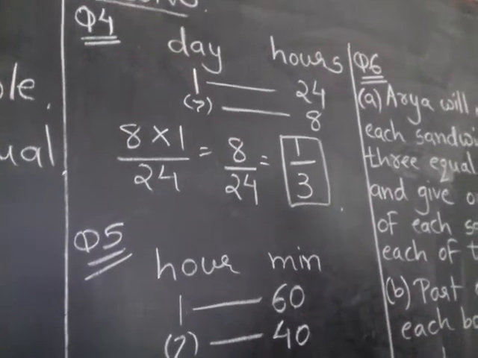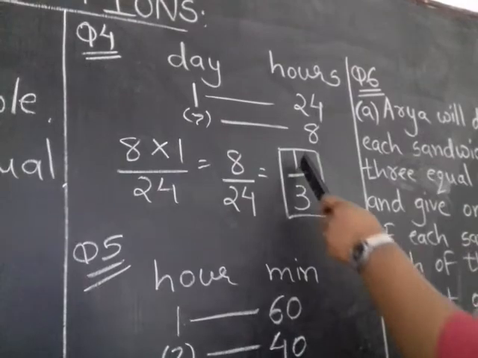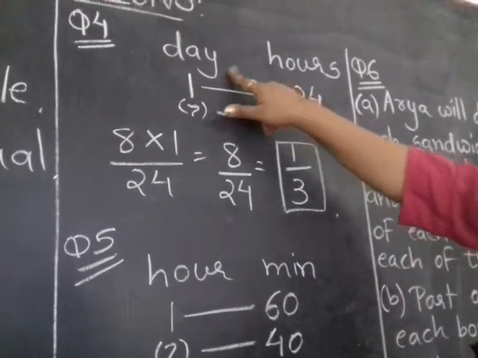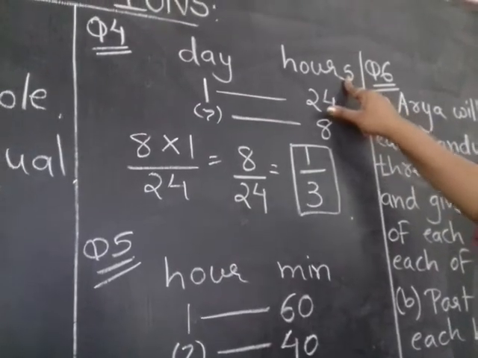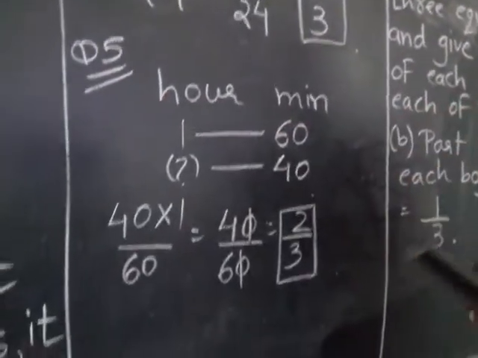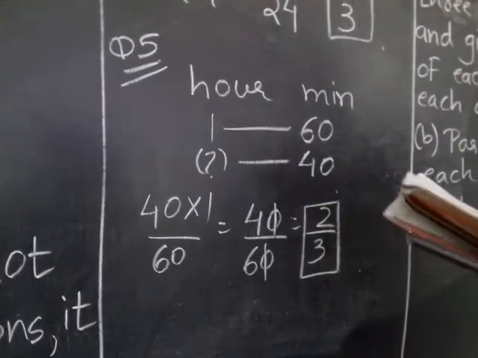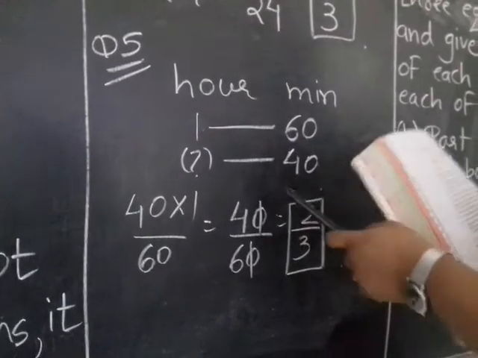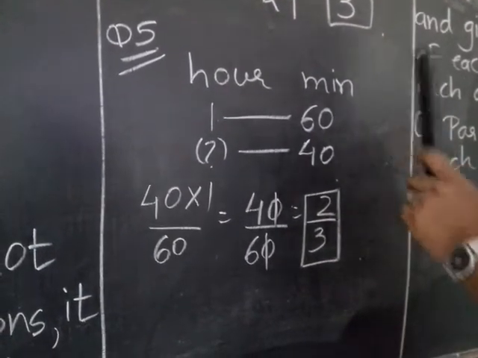So now, what fraction of a day is 8 hours? 1/3 fraction of a day is 8 hours. Hopefully this is clear to you. Now, moving on to question number 5. What fraction of an hour is 40 minutes?